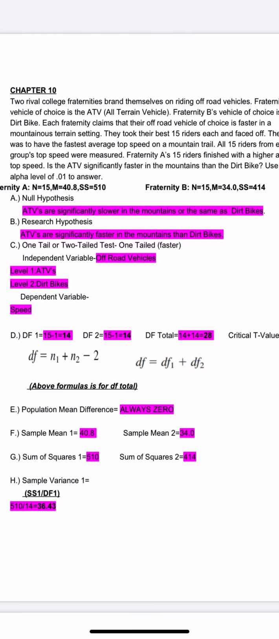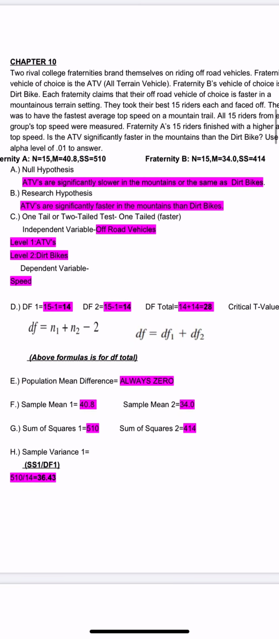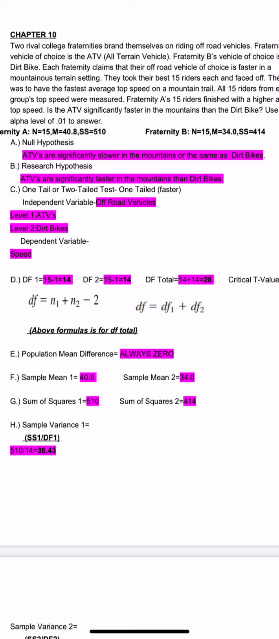Okay. Is this a one-tailed test or a two-tailed test? It's a one-tailed test. Okay, so independent variable. The independent variable is also known as the manipulated variable, right? And there's at least two levels. And in this case, the off-road vehicle is the independent variable, and the two different levels are the two different types of off-road vehicles being measured against one another, which are ATVs and dirt bikes. And a dependent variable is also known as the measured variable. In this case, it's speed.